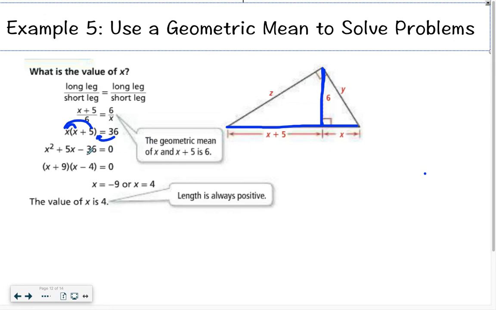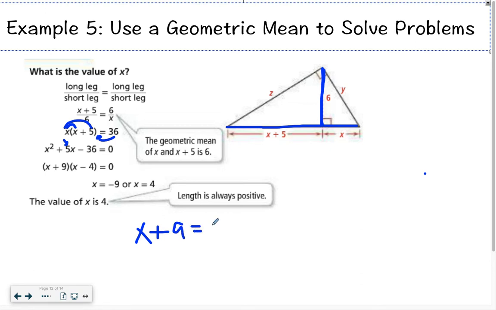And if you remember how to factor, you would look and say what two numbers add up to 5 and multiply to negative 36. So add to 5, multiply to negative 36, that would be positive 9 and negative 4. So you'd say the quantity of x plus 9 times the quantity of x minus 4 equals 0.